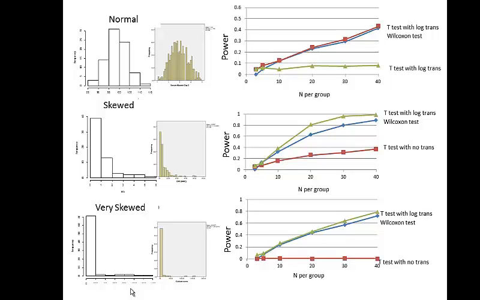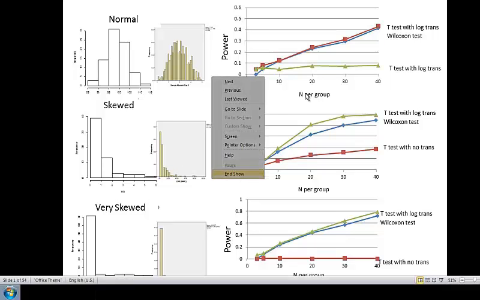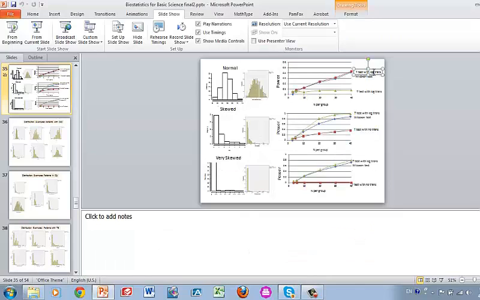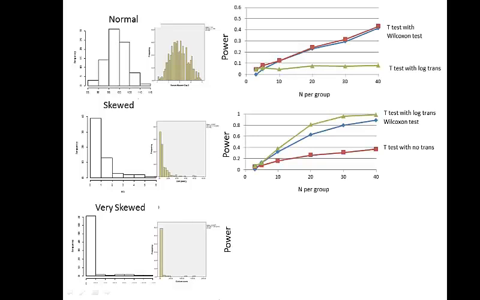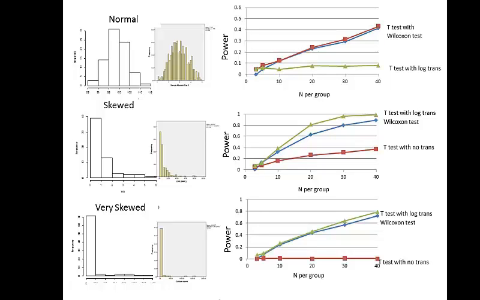When you have completely normally distributed data, using the Wilcoxon test is actually not so bad compared with using a t-test. But if you log transform this normally distributed data and make it skewed, then using a t-test with log transformation hampers power.